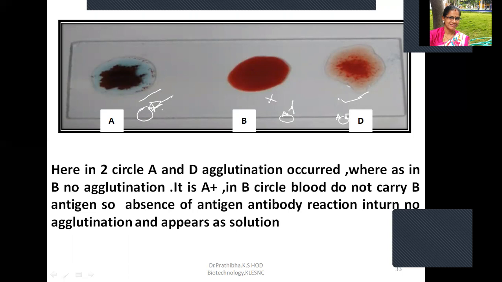Whereas in this case, there is the presence of D antigen. When you treat this D antigen with the anti-sera D, the antigen D and anti-sera D react with each other and form agglutination. So agglutination can be seen. So this is A positive. It is A positive because in the B circle, the blood does not carry B antigen, so there is an absence of antigen-antibody reaction, in turn no agglutination, and it appears as a clear solution. Hope I'm making myself clear to you.